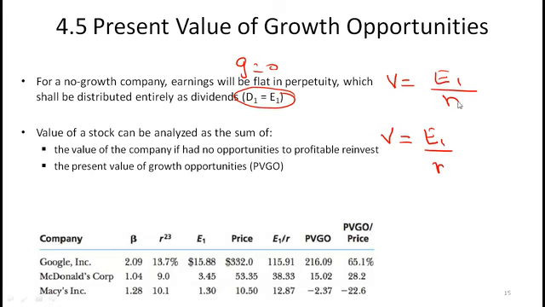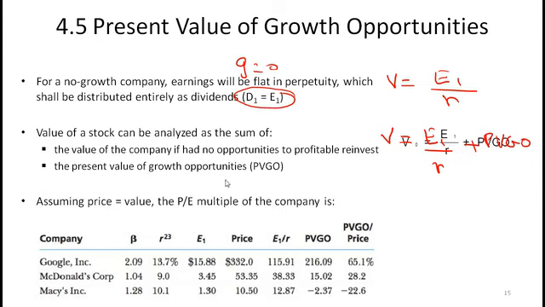It should, because if a company that is not growing has value E1 over R, then the value of a company that is growing must be E1 over R plus the present value of growth opportunities, right? So whatever value a company has over this number is the present value of growth opportunities. Okay.